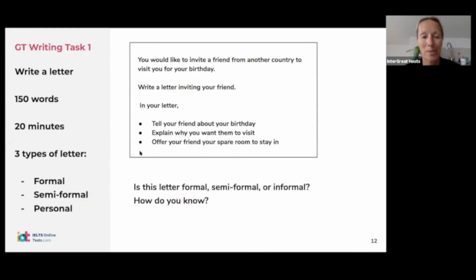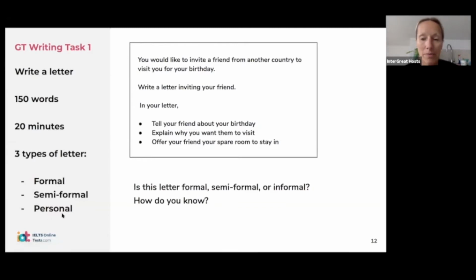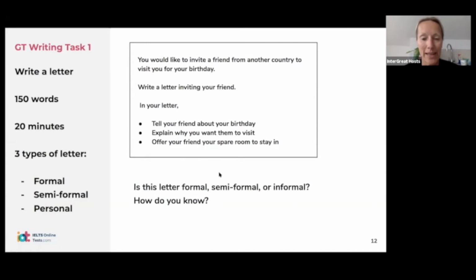Okay, what type is this one? Yeah, so it's personal. So it does say informal here, but as I said, that's the same as personal. Yeah, how do you know that? Yeah, because it mentions friend. So immediately you know that it has to be informal. And that is reflected in the writing, in the kind of language that you're using.